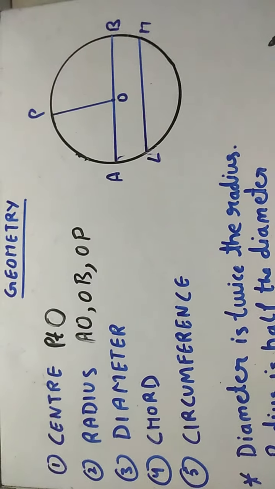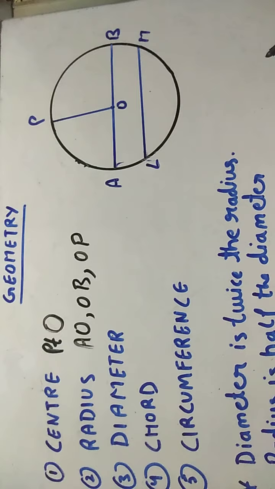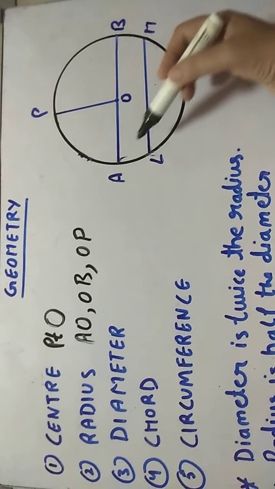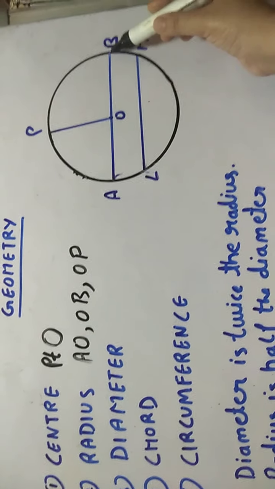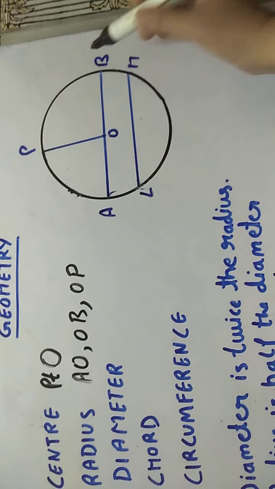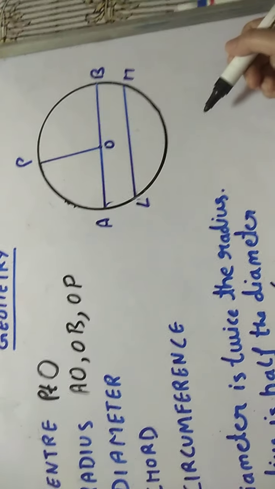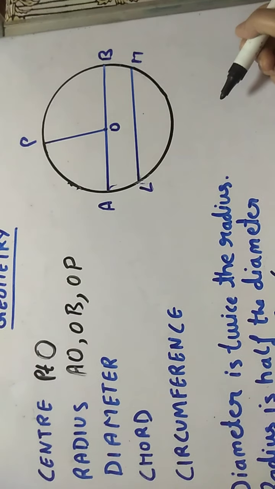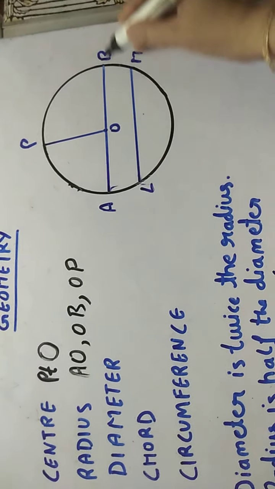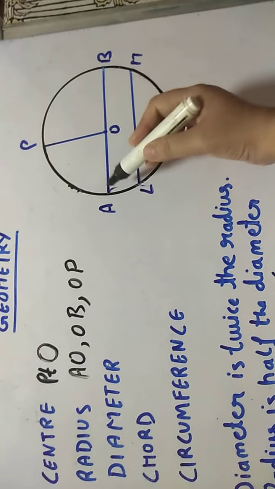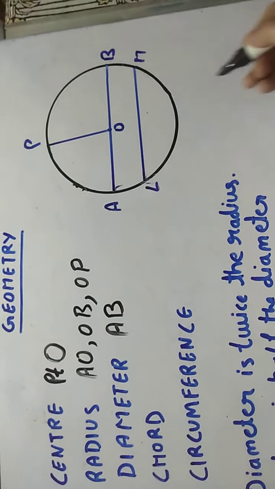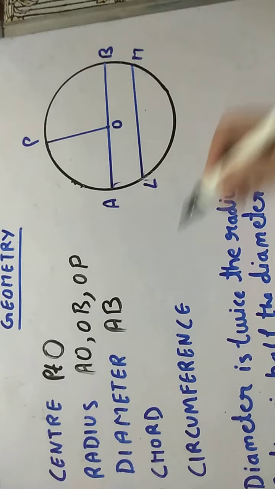Now diameter. Diameter is double of radius. It is that line segment which is formed, like if I join 2 points on a circle, these points are A and B, and they are joined in such a manner that they pass through the center. That line segment which is formed is called the diameter. Okay, so diameter is that line segment which is passing through the center and joins 2 points on the circle. So diameter is AB.